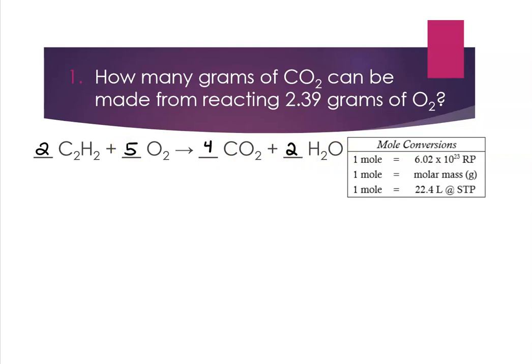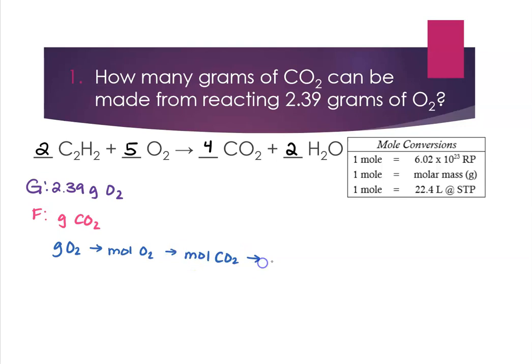Okay, so now let's take a look at the problem itself. How many grams of CO2 can be made from reacting 2.39 grams of O2? All right, so I always start with the information I'm given and the information I'm trying to find because that's going to help me set up my problem. So I have 2.39 grams of O2, and I'm trying to find grams of CO2. All right. So I'm going to go grams of O2 to moles of O2, and then moles of O2 to moles of CO2, and then moles of CO2 to grams of CO2.